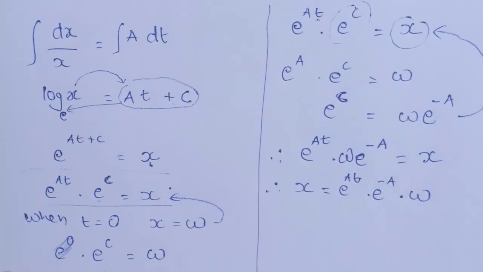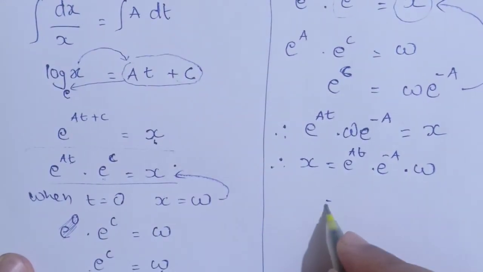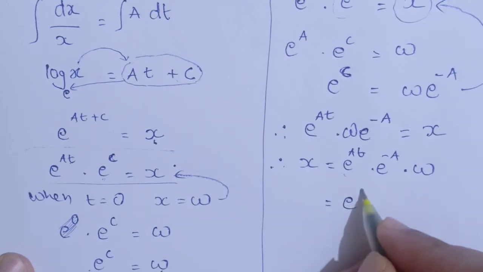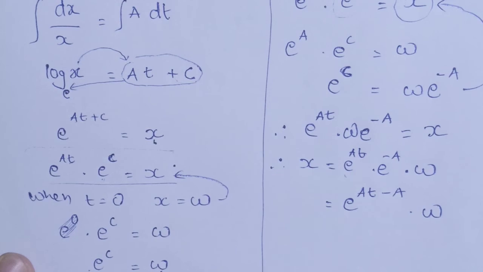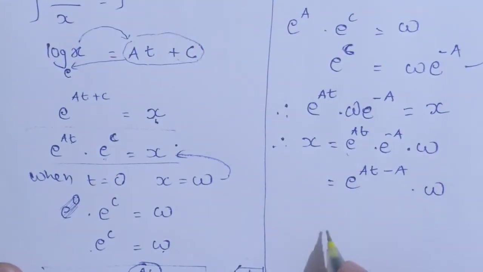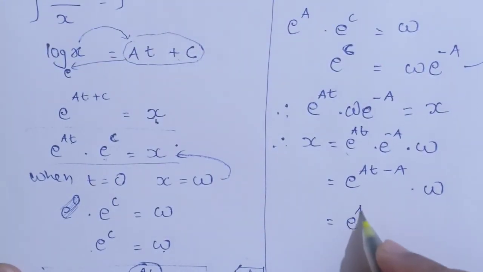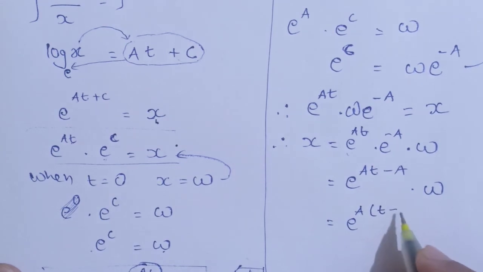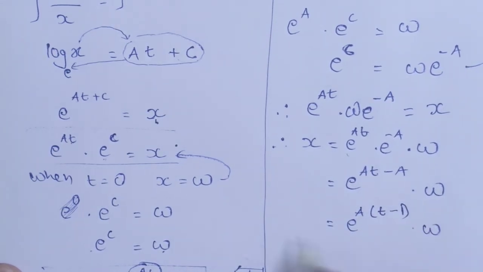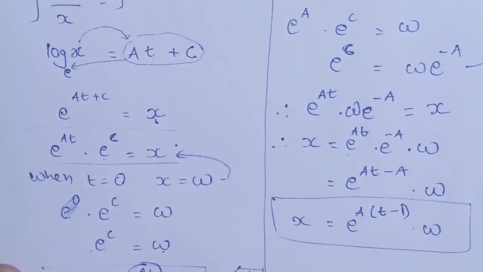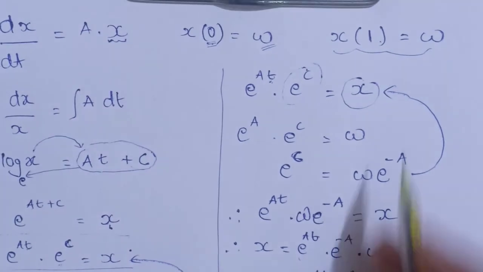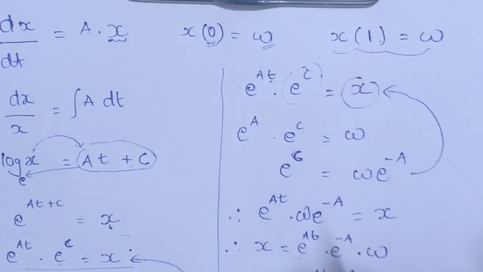So what we observe over here is, using a simple rule of indices, I can simply club them together as something like this: e raised to at minus a times omega. Again I have the privilege to take this a out, so let me take that a out. So what I will have with me is e raised to a times (t minus 1) times omega. That will be the unique value of x with me whenever the initial value is given to me at 1.